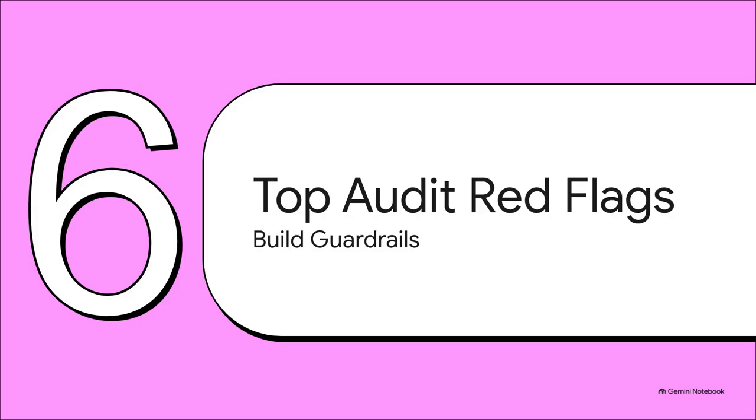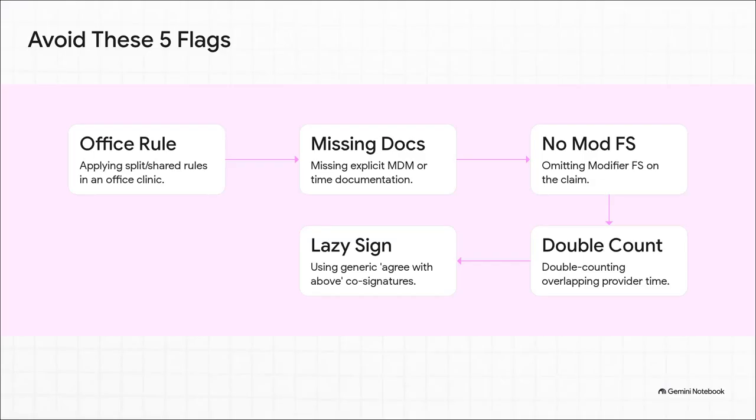All right, let's move into our final section, number 6, top audit red flags. Let's build some guardrails against those costly Medicare audits, shall we? Reviewing the CMS guidelines, there are 5 major red flags that will absolutely fail an audit. First, like we talked about, applying split and shared rules in a non-facility office setting. Total no-go. Second, missing explicit MDM or time documentation that actually proves who did the substantive portion. Third, omitting modifier FS on the claim.